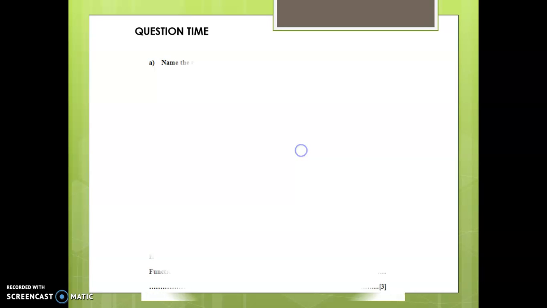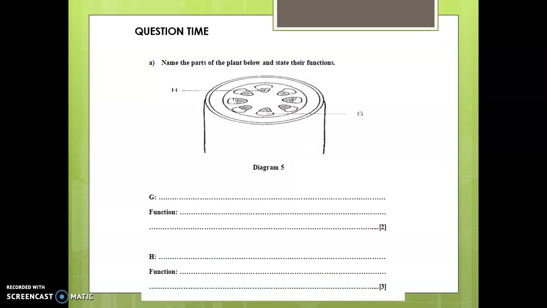Okay, now is the question time. Name the parts of the plant below and state their function. Okay, as you can see, this is a stem part of a plant where you can see there are two types of tissues. So what is G? G is the phloem tissue because they are located at the outside part of the plant or the structure. So the phloem tissue is the answer for G.